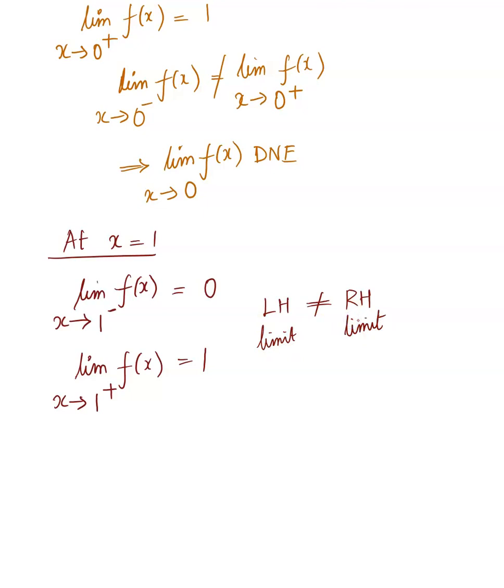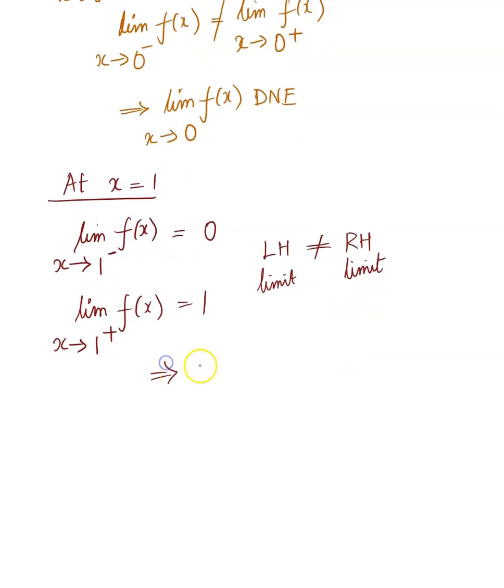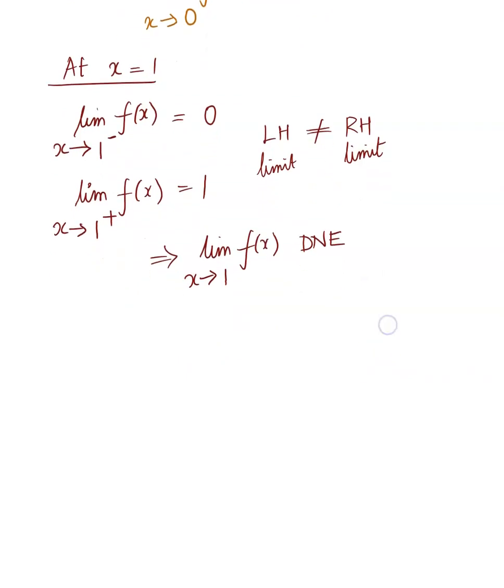Or the left side limit is not the same. So this implies that limit f of x as x approaches 1 does not exist. So they have to be equal, even though they went to nice values individually. The function does not have a limit as x approaches 1. Okay.